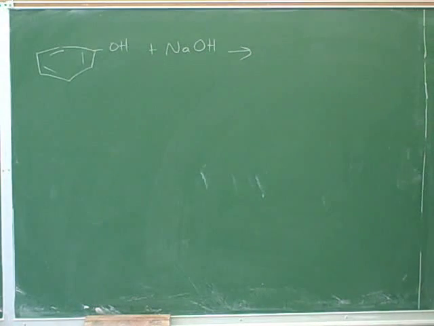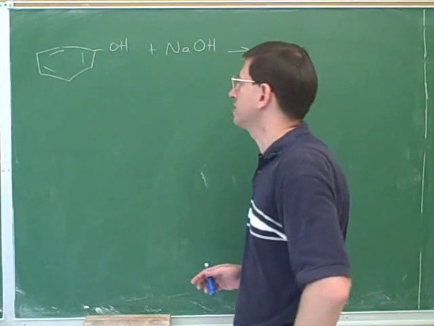What do you think would happen here? I think that the base would deprotonate the hydroxy, and then the electrons would push themselves down onto the ring. Okay, good. So this is actually a pretty simple question. You gave the right answer.